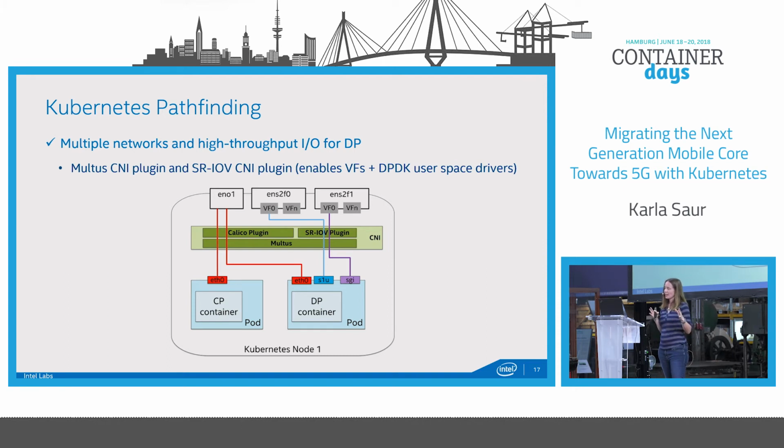This is what our actual diagram looks like for our specific pods. We have our control plane pod. We were able to put the S11 network and the CPDP network on one, so we're just using standard networking here. We can use the standard discovery and go through the Calico plugin. And then for our data plane, we have the additional virtual functions set up with DPDK and the user space drivers. And this whole diagram is for a single node. We have one CP per pod and one DP per pod, and we'll have multiple copies of those.